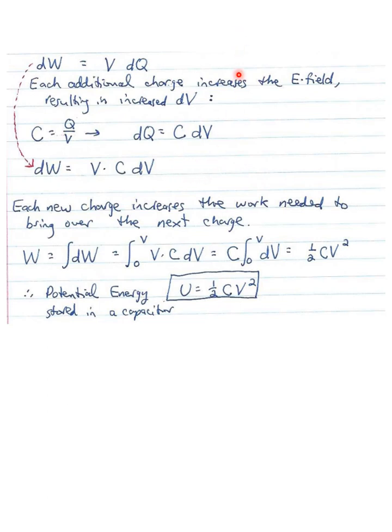All right, so here we go. I showed the first half of this page on the previous screen. If we're talking about moving a little charge, then dW, that little bit of work we do, is the voltage difference between the plates, which is set up by the battery, times the capacitance, which is determined by the physical characteristics of the capacitor, times the little dV. Each new charge increases the work needed to bring over the next charge. So the total work we do in bringing many, many charges over is the integral of all the little dW's. We integrate from 0 to V, the voltage of the battery, of V C dV.